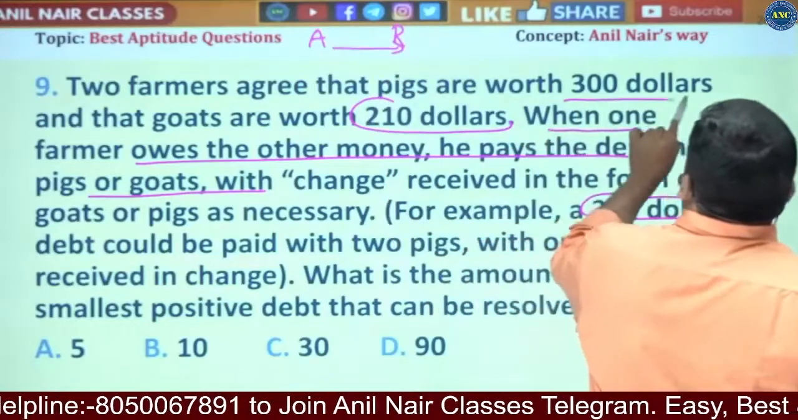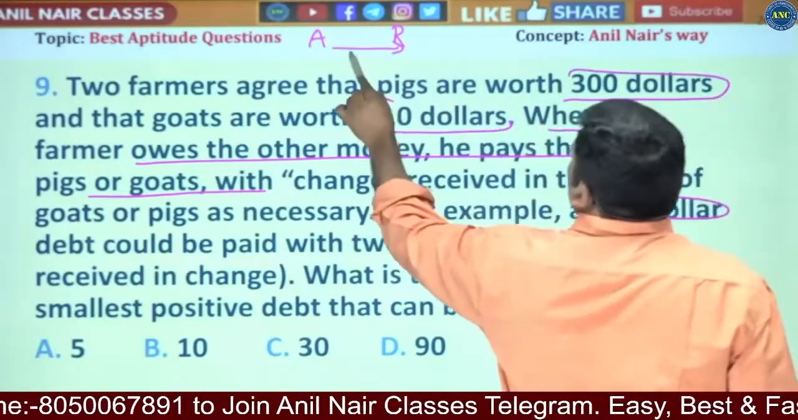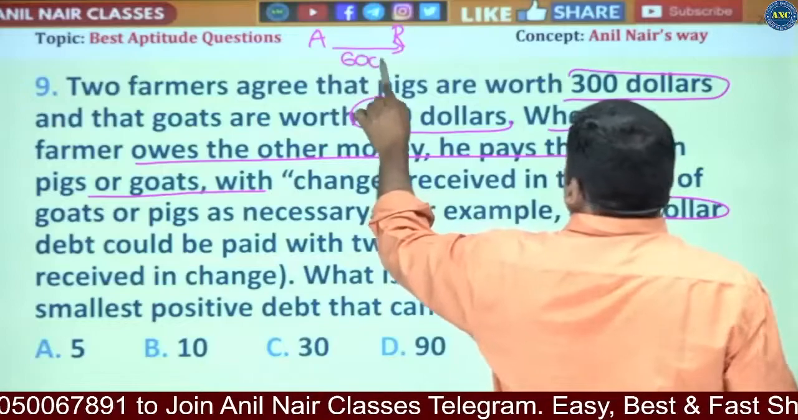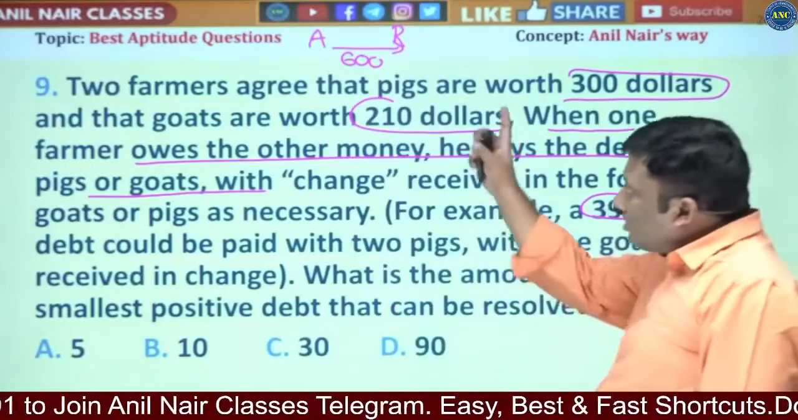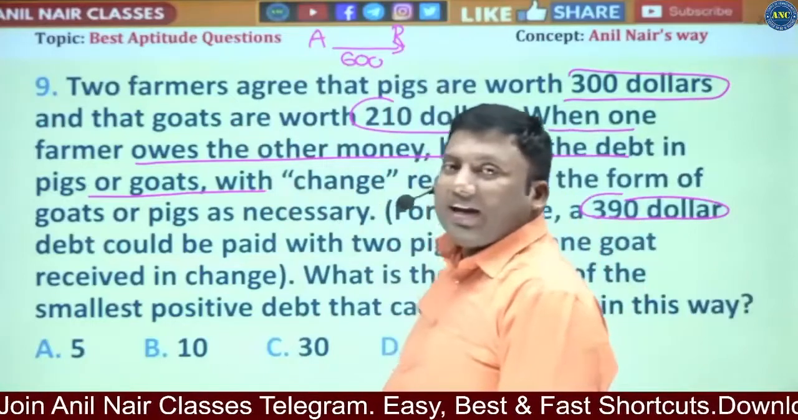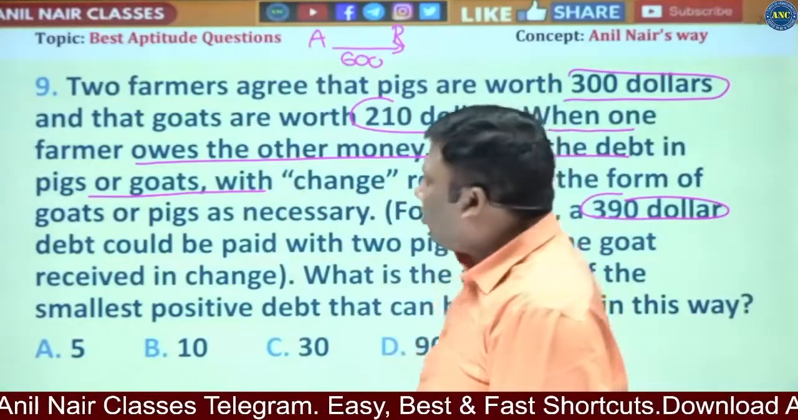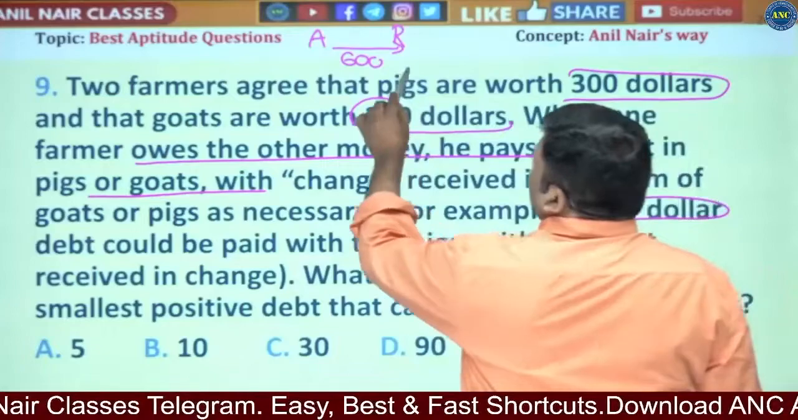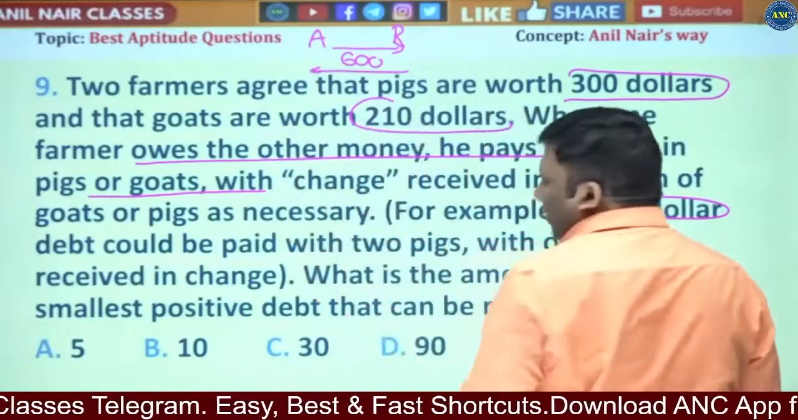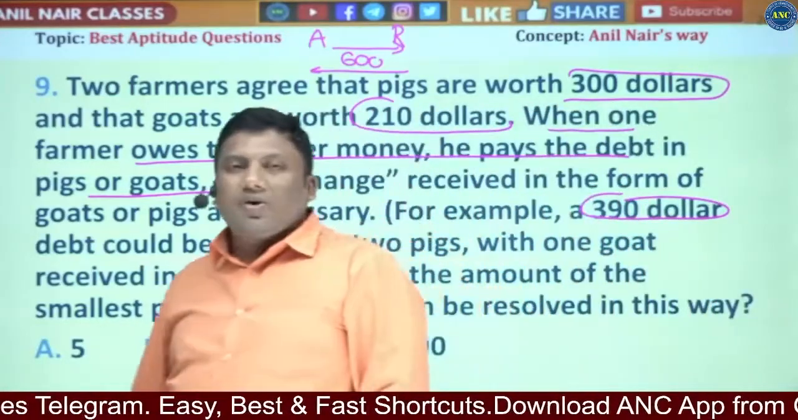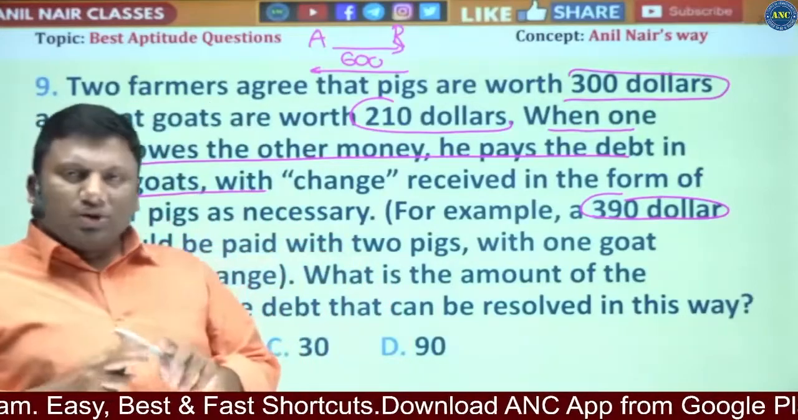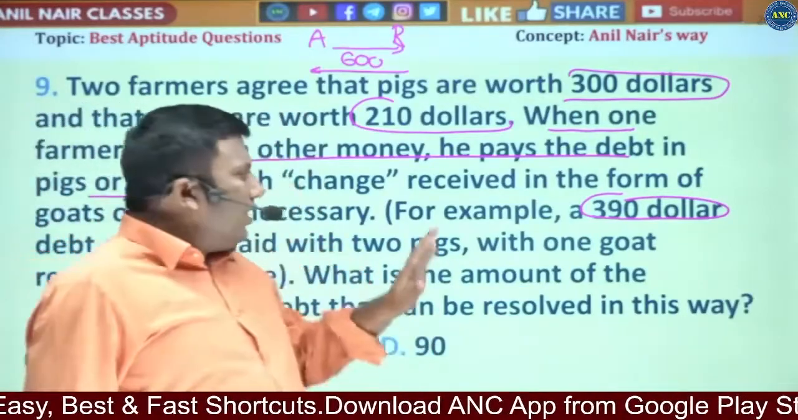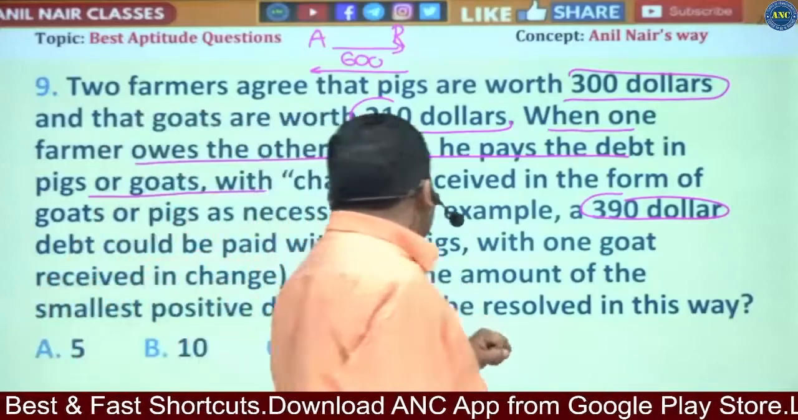If I give Reshma 2 pigs, how much did I give? 600 rupees. But how much do I owe? 390 rupees. That means Reshma has to give back to Anil 210 rupees, so she gives back a goat. I hope the idea is very, very clear to you. The entire question, please continue.